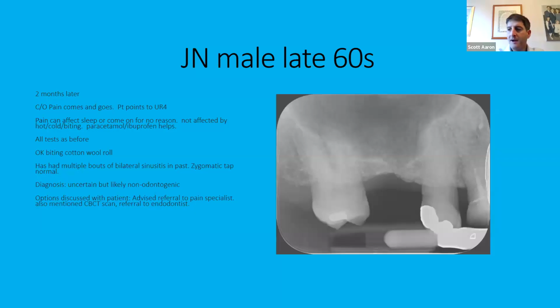So I discussed the options with the patient, and I feel I've made a mistake here. I've advised him to go to a pain specialist, but I've also spoken of CT scans and endodontists to get, because he's got a dodgy root filling, and get that checked out. And having offered more than one thing, he's ended up choosing the one I didn't really want him to have done. He's wanted to get a CT done.